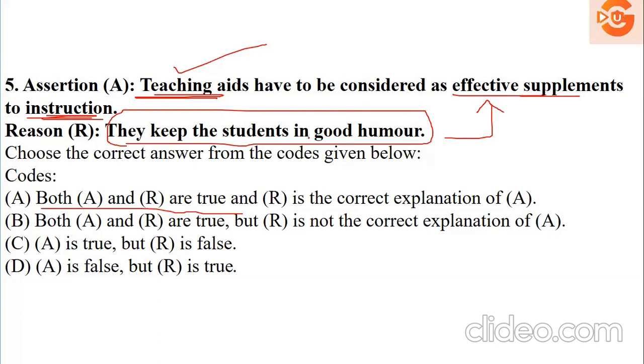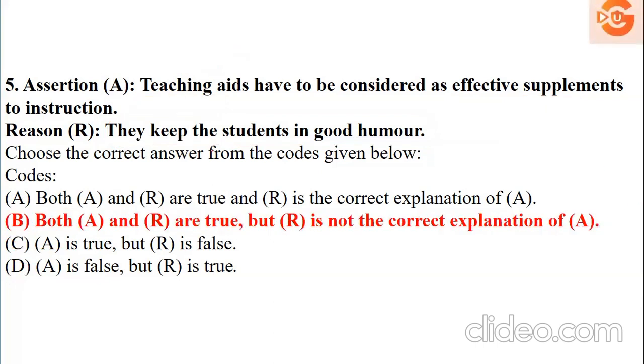No, we do not feel so as compared to the first assertion. So now both are true, but R is not the correct explanation. One true and one false is not the option. Both are true, but it is not the correct explanation. So our option is option number B, where the statements are true, but the explanation is not exactly the perfect one.